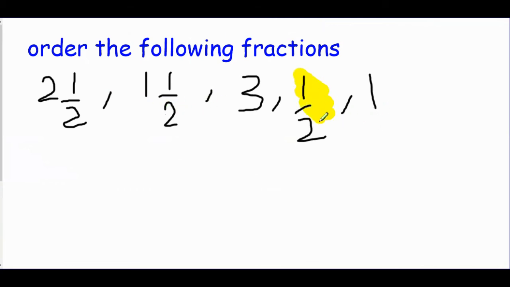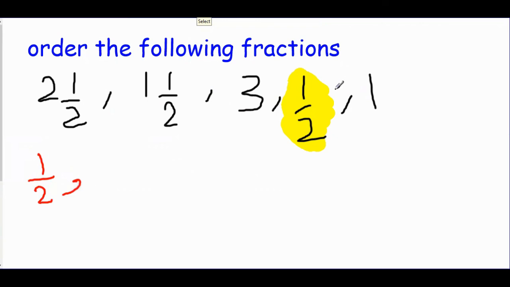Of course, this is the smallest because it is 1 half. 1 half is the halfway between 0 and 1, and it is the smallest here. All of them are greater, because 1 half is smaller than 1, smaller than 2 and 1 half, smaller than 1 and 1 half, smaller than 3. So 1 half will be the first in my order.